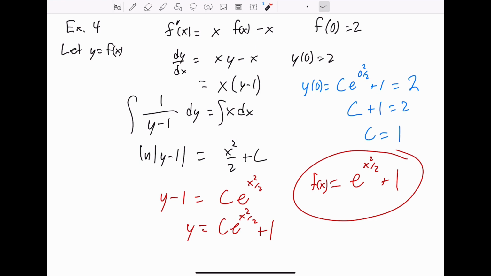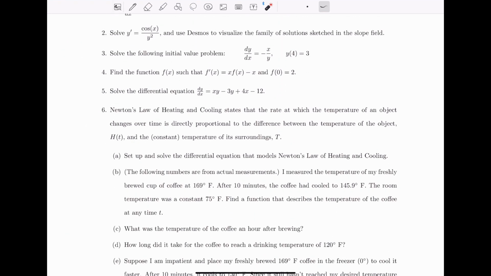Let's take a look at the next example. For example 5, we want to solve this differential equation. Right now it does not look separable. We don't see a function of x times a function of y, but we'll see that there is a way to rewrite this so that we do have a function of x times a function of y. So for example 5, the differential equation is dy over dx equals xy minus 3y plus 4x minus 12.